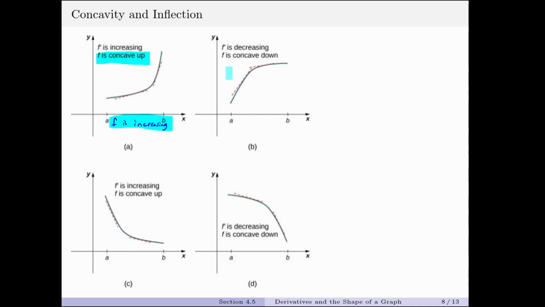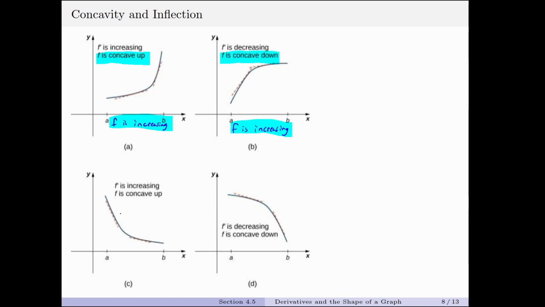On this next one, I can see that the tangent lines are getting smaller as I move from left to right. So the function itself is still going up. So here also f is increasing. But because the tangent lines are getting smaller and smaller, that means that f prime is decreasing, so the function is concave down.